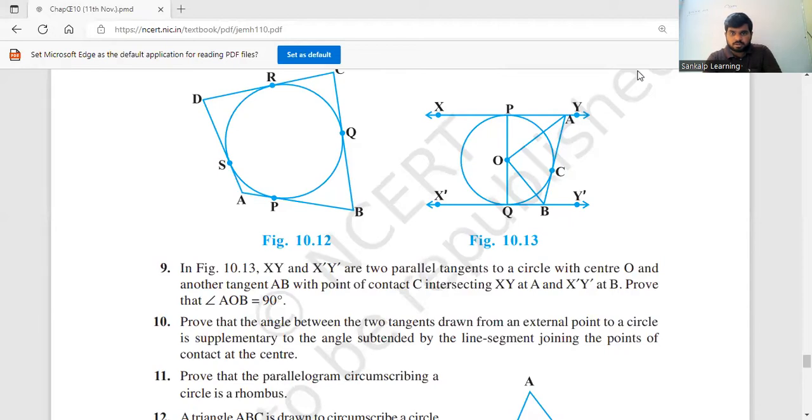So let me draw this one here. Okay. This angle is AOB. We have to prove it is equal to 90 degrees. That's what we have to prove. So let's do that. So first let's draw the figure. So we have got a circle with center O and we have got two parallel tangents and AB is also another tangent. Okay. Let's do it.